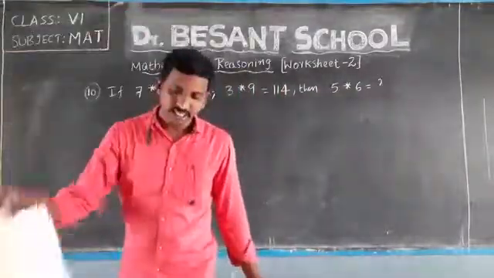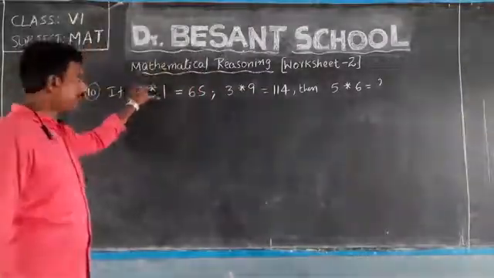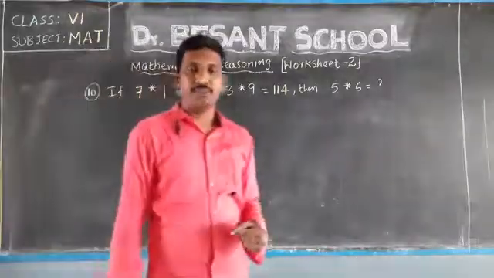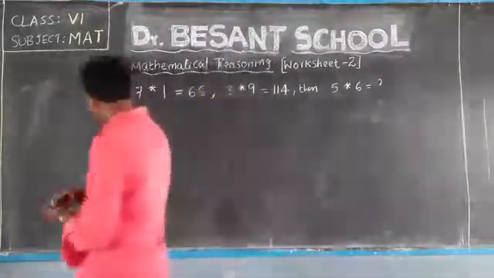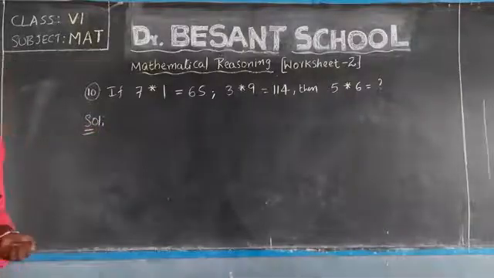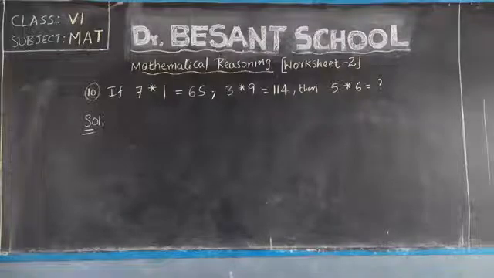So here it has some logic behind it, so that by using this symbol on 7 and 1, we will get 65. So what is the logic or what is the rule going on here? First we have to find it out. Okay, my dear students, let us check out. So if 7 star 1 is equal to 65, 3 star 9 is equal to 114, then 5 star 6 is equal to how much? Question mark, we have to replace it by a number. So what would it be?